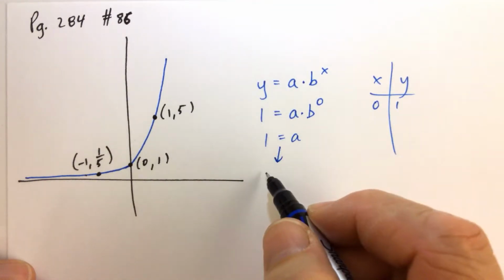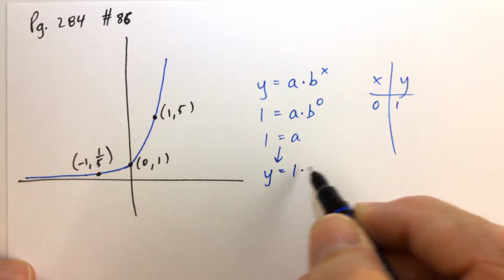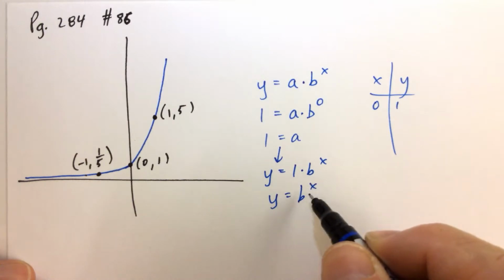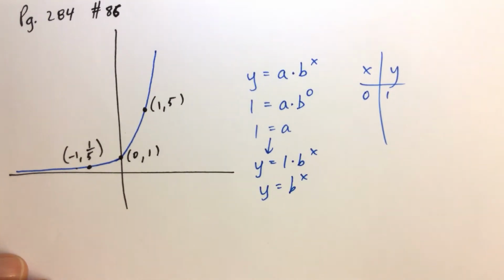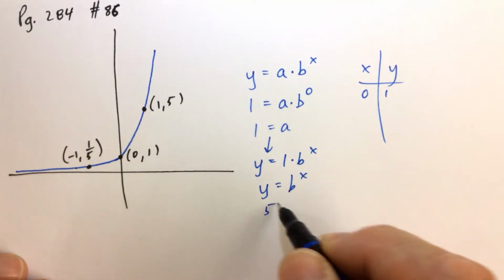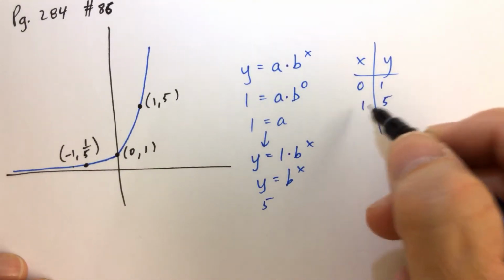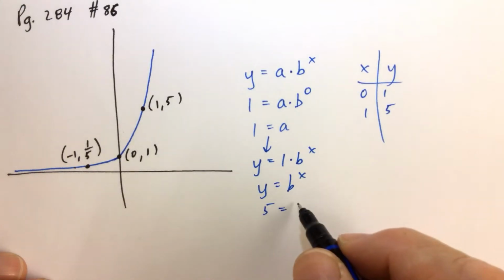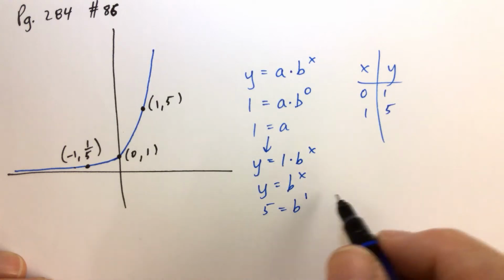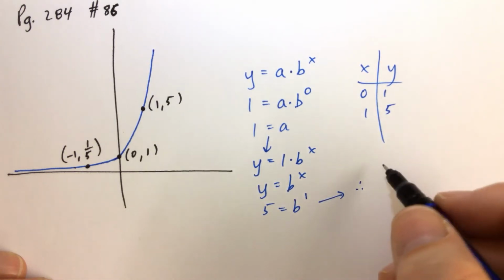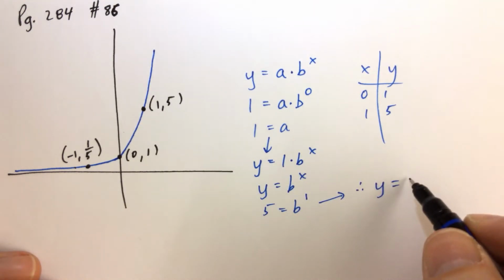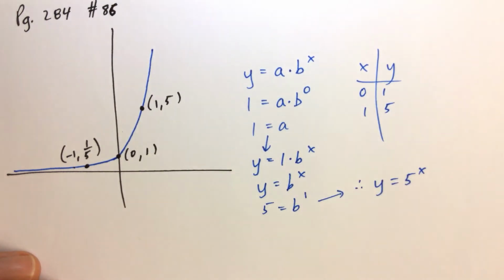So now we have a step closer to figuring out, well, what's the base? And we don't even need to put the 1 there. We can just leave it like that, y equals b to the x. Well, let's put in another value here. Let's put in 5 for y and 1 for x. So if we put in 1 for x, we get b to the first power equals 5. So therefore b is 5. So therefore, if b is 5 and y equals b to the x, then this graph is of the equation y equals 5 to the x.